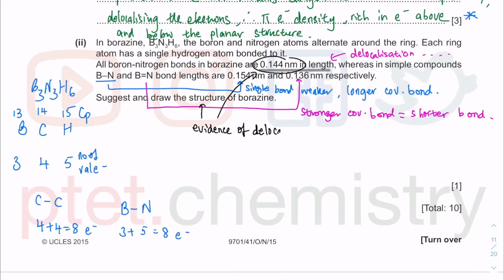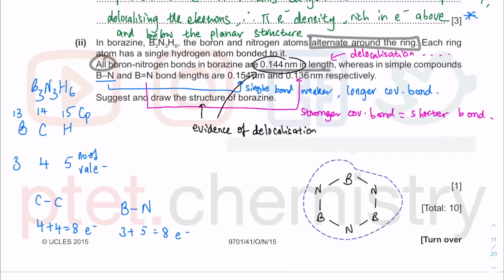So what you cannot do is draw single and double bonds because of this information. All of them are of the same length, and they are longer than a double, which means it's weaker than a double, but it's stronger than a single because it's shorter than a single bond. So what I do is I draw boron, nitrogen, boron, nitrogen, boron, nitrogen. Why do I do that? Because of this information, alternate around the ring. If we know how to read the question, we know how to interpret it.